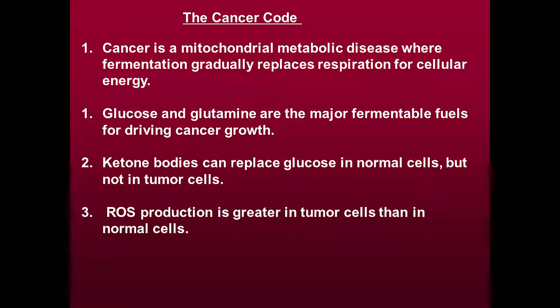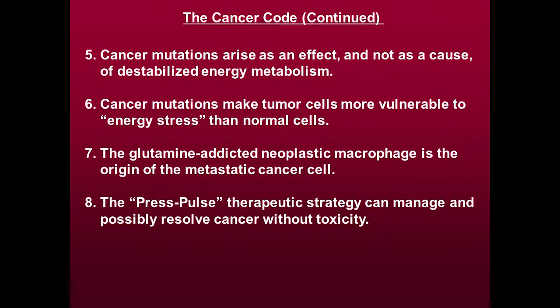Why don't the ROS kill the tumor cells? We had this debate the other day about the ROS, the reactive oxygen species. These cells are making more ROS, but they're not dying. They're not dying because they're fermenting glucose and glutamine, which produces tremendous antioxidant capacity in these cells. So even though they're making more ROS, they're actually protecting themselves by fermenting these particular fuels.